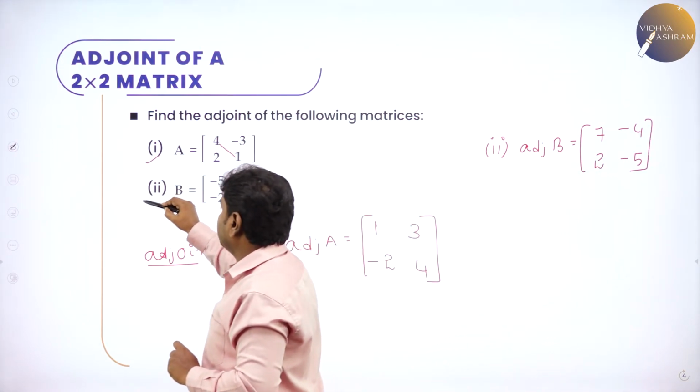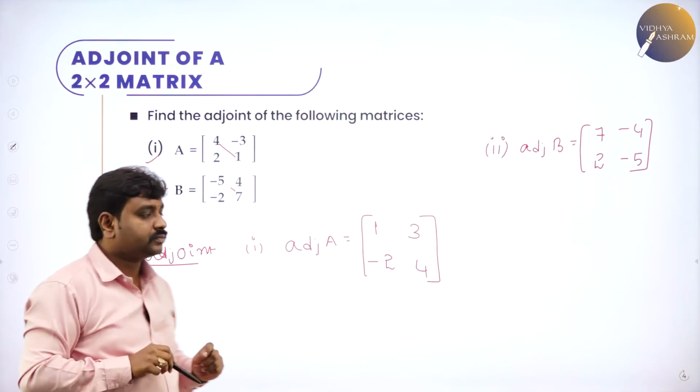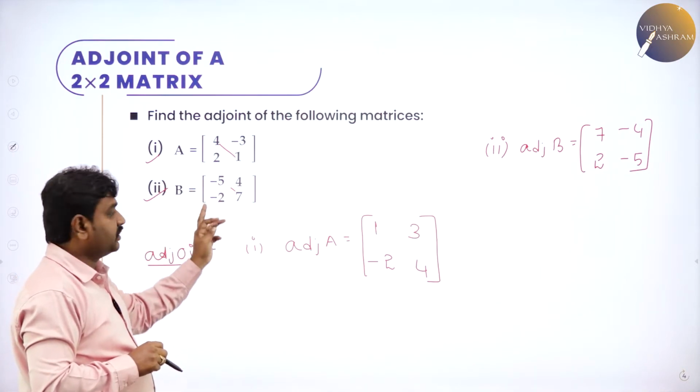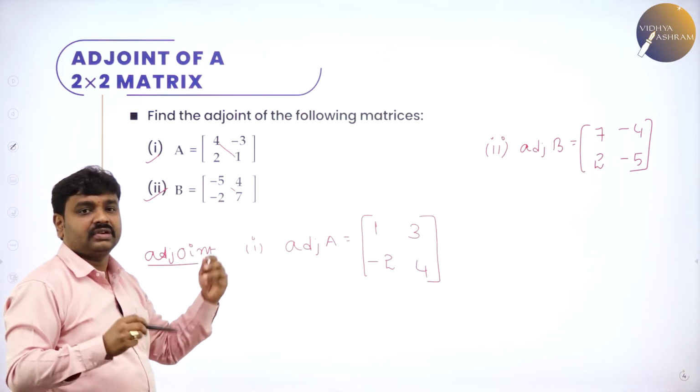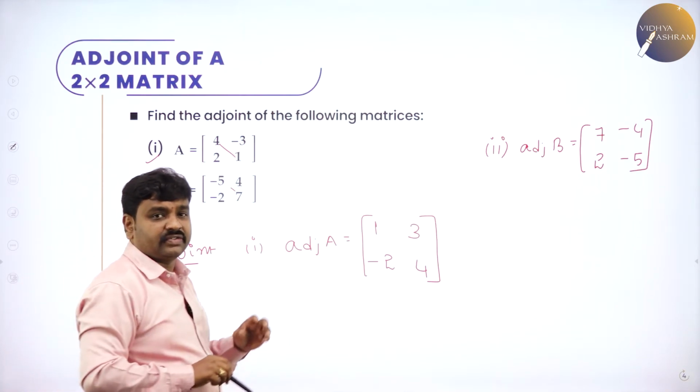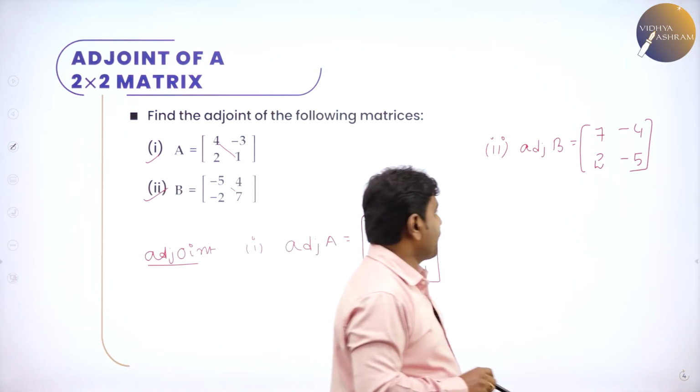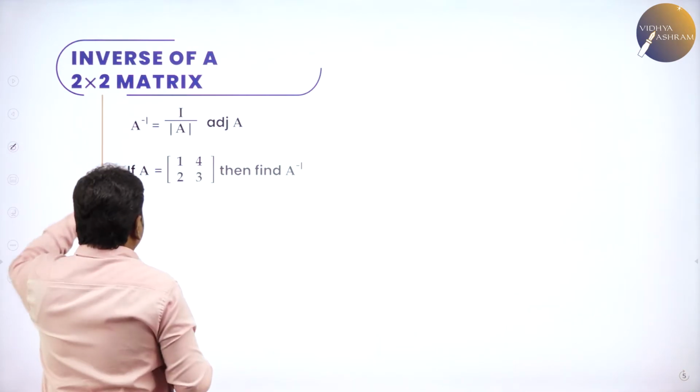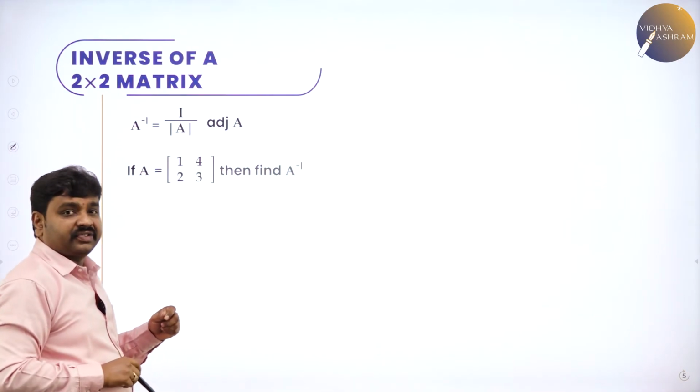Now we are done with this and we are done with this. Interchange the principal diagonal, change the sign of the secondary diagonal. That's it. So I hope all of you understood how to find the adjoint of the given matrix. Next, we'll go to find the inverse.